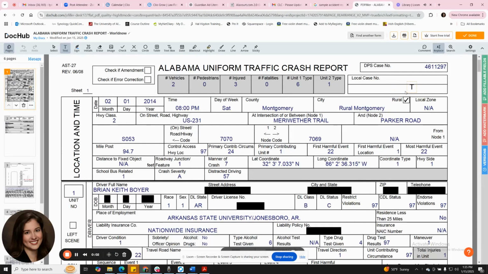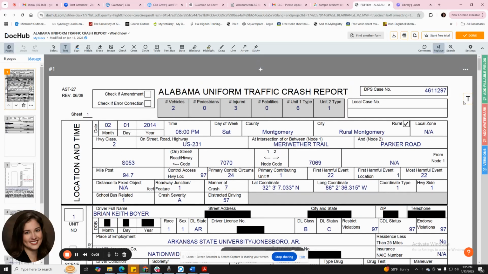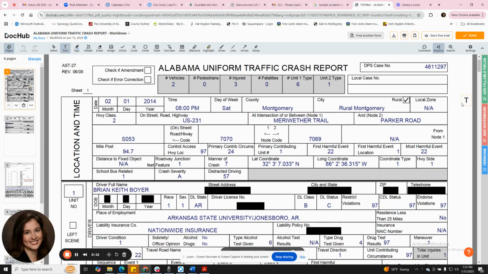Okay, let's talk through how to read an Alabama crash report. And just so you know, this is not one of our clients. This is not a private report. This is one we found online, but it makes a good example. So here is what a traffic report is going to generally look like.